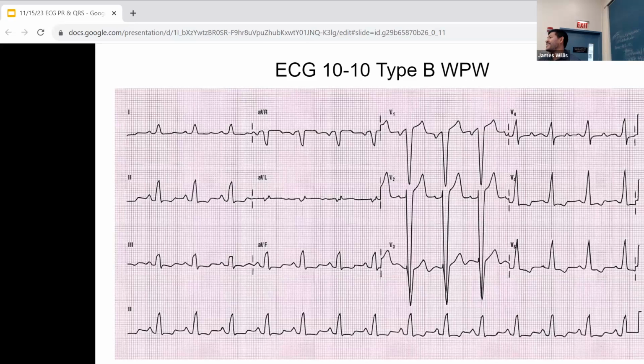Lead placement now. The other thing I wanted to mention real quick is that you will see people reverse the leads. What would help you there is that in lead I, the P should always initially be going up. If you reverse the leads, the P in lead I will go down. And in aVR, the P should always go down initially. If you reverse the leads, the P will go up in aVR.